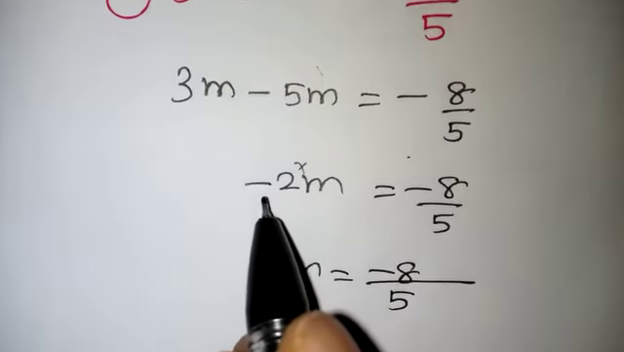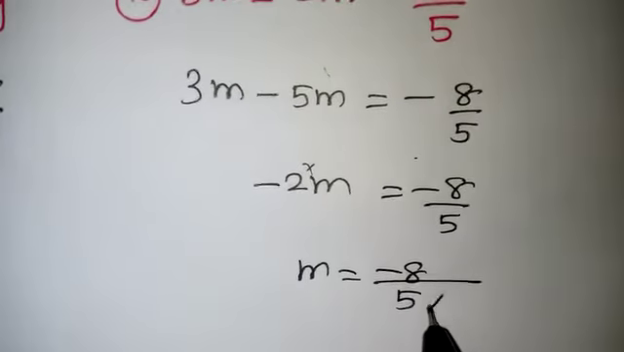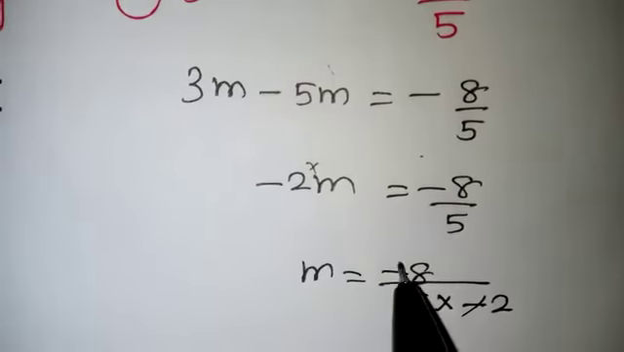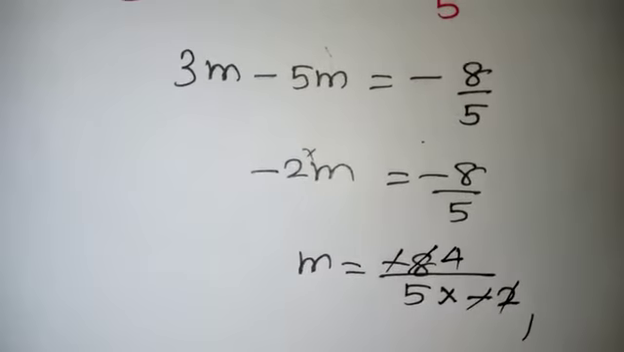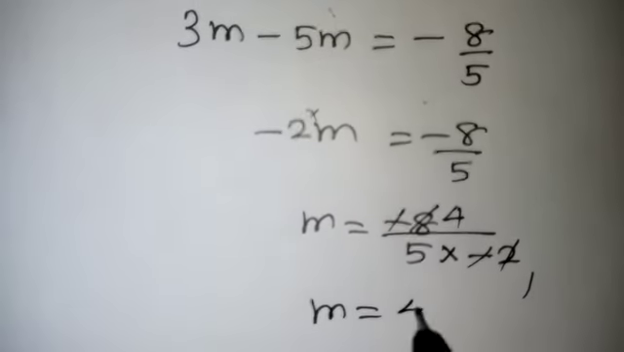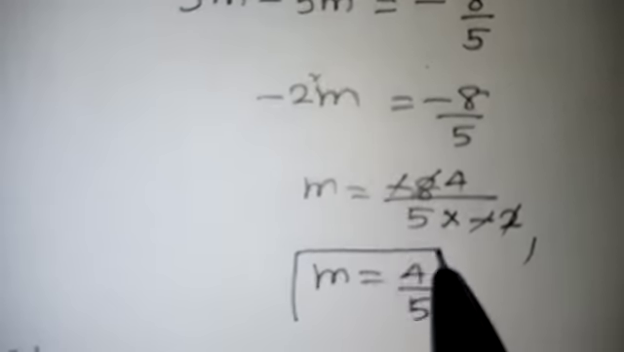Here this is a numerator, minus 2. When you bring it to this side that will come to the denominator. Minus minus will get cancelled. 2 ones are 2, 2 fours are 8, we can cancel it. So the m value we are getting is 4 by 5. So m is equal to 4 by 5.